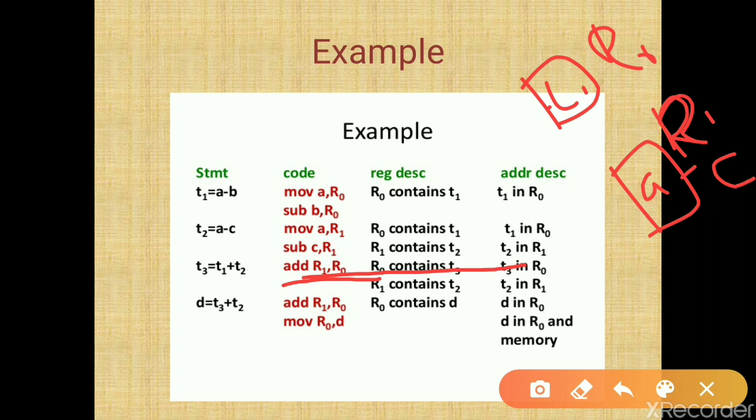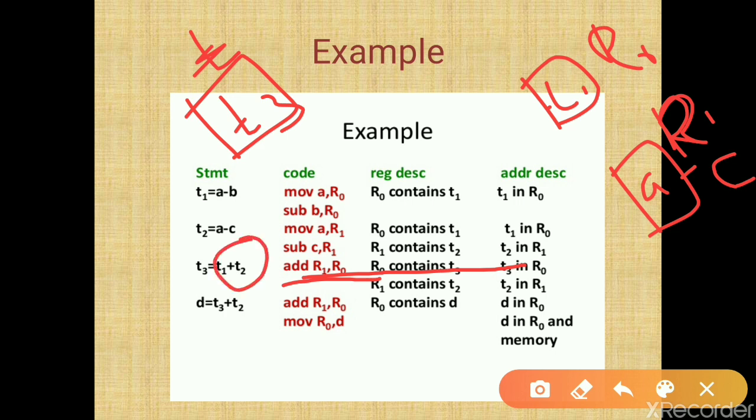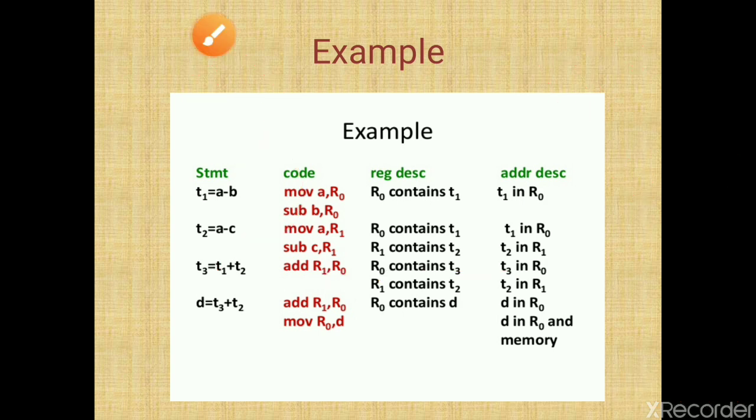Next I am adding: T3 is equal to T1 plus T2. The next basic block is T3, and inside T3 I am storing the values T1 plus T2 and that result is stored in T3. So in this case what are the steps? I will add R0 and R1, right? T1 is a minus b, T2 is a minus c. So I have to add both. So I will do add R1 comma R0. In this case the destination register R0 contains T3, and the address descriptor says T3 is stored in R0. That information is stored here, right?